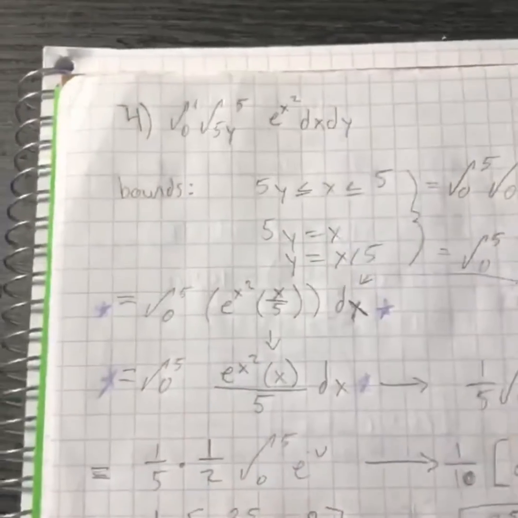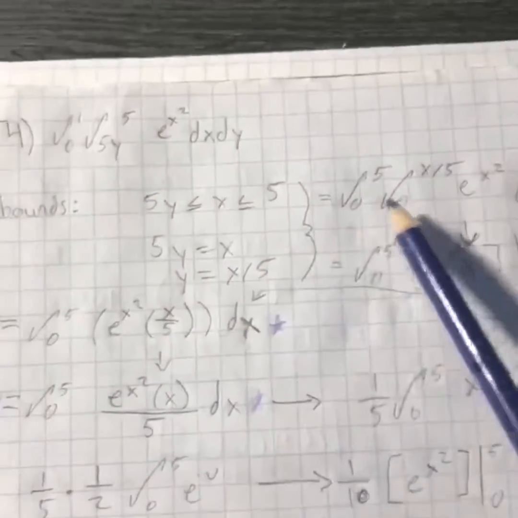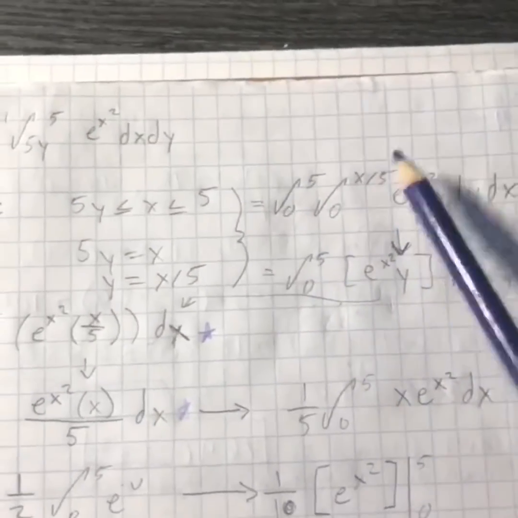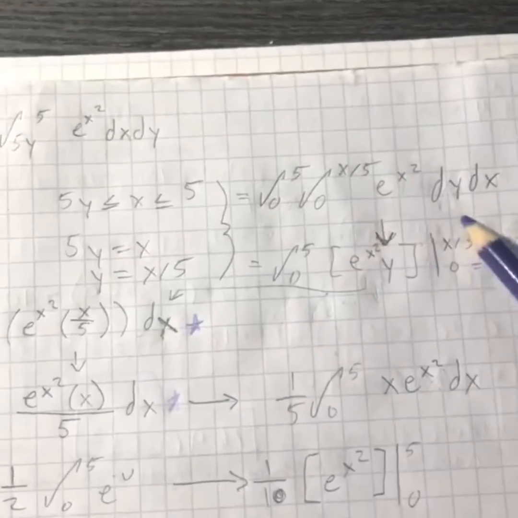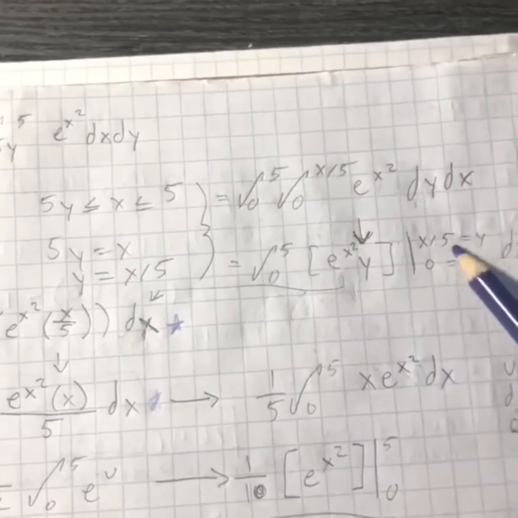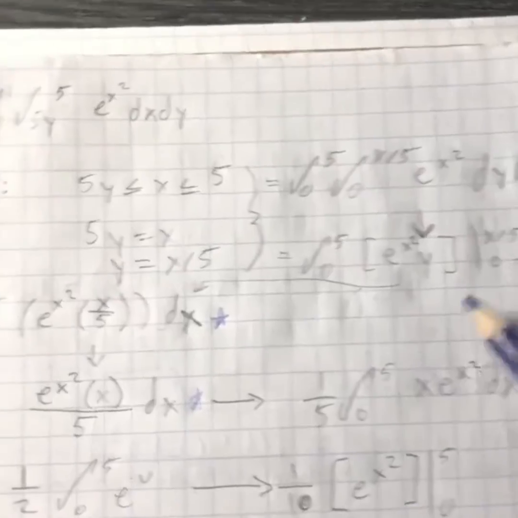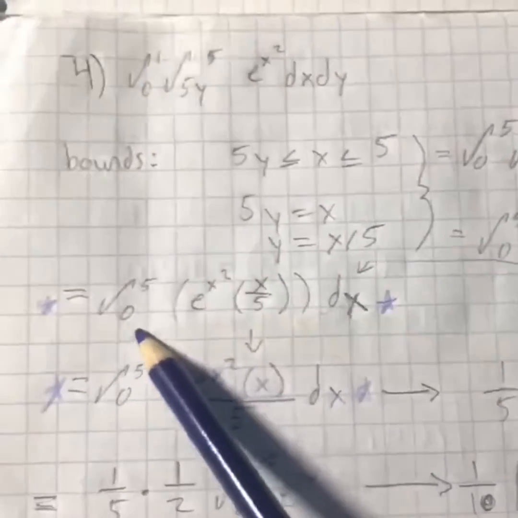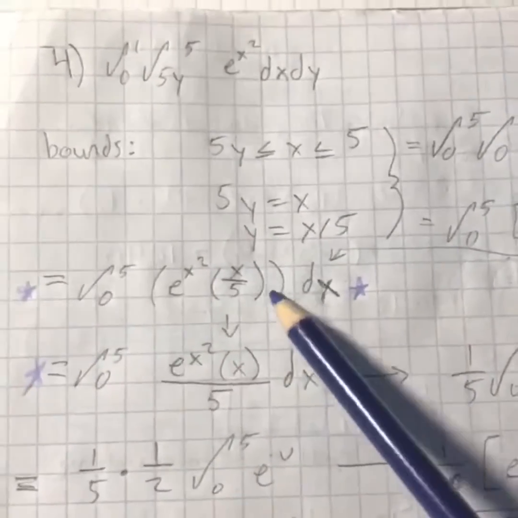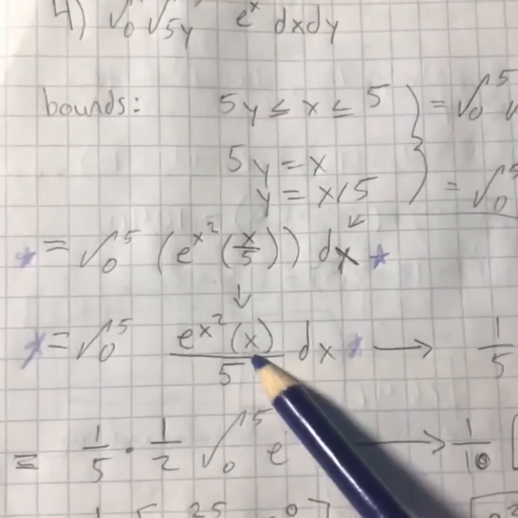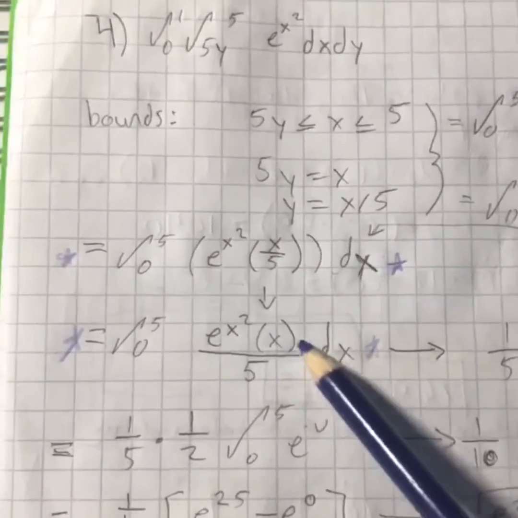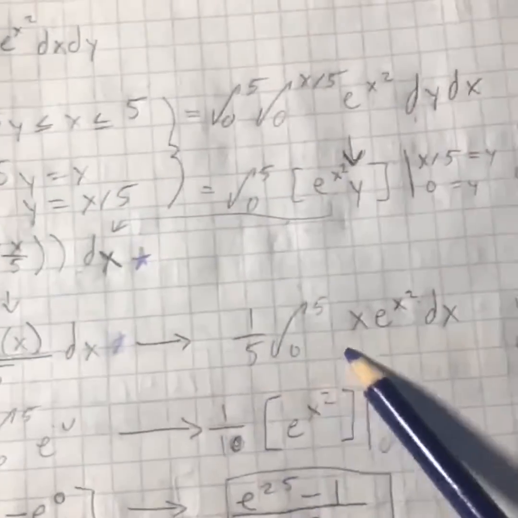Okay, so for question 4, we start out with this. Then we find the new bounds, and we get 0 to 5 and 0 to x over 5. We then integrate in terms of y. We plug in the bounds x over 5 and 0. We get this as our product. Then we simplify that to this. And then we integrate in terms of x as seen here.